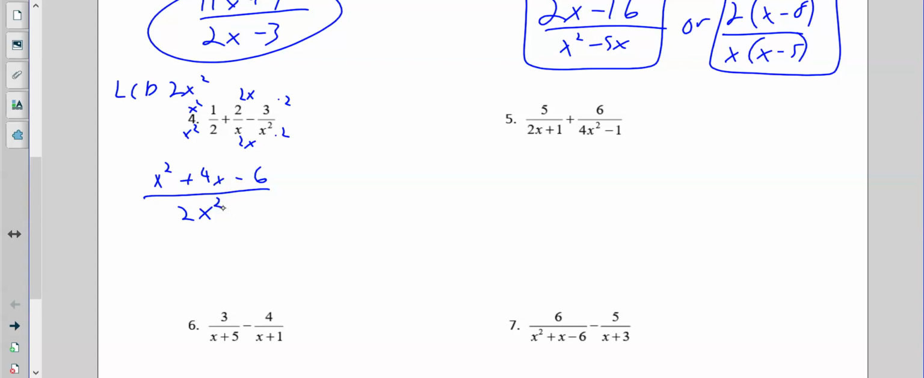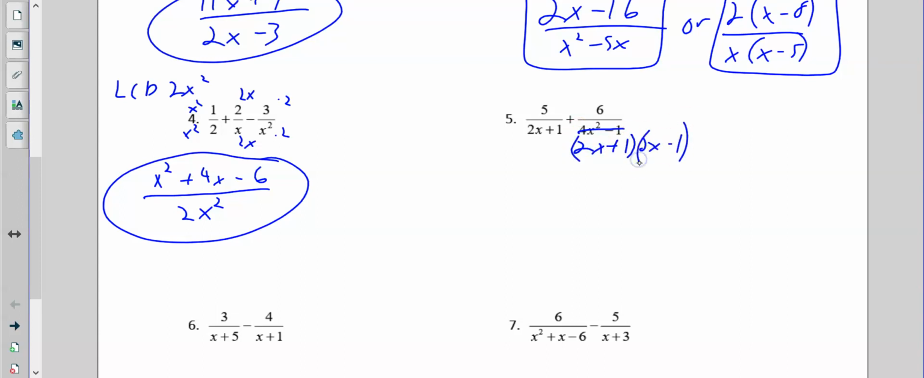Okay? You can see at the top it will factor. In this case, it won't. There's no two numbers that multiply to give you 6 that differ by 4. 6 and 1 differ by 5, 2 and 3 differ by 1. So we are finished. All right, on this one, it's a difference of squares, so it factors to 2x plus 1, 2x minus 1. And that's going to be my LCD.